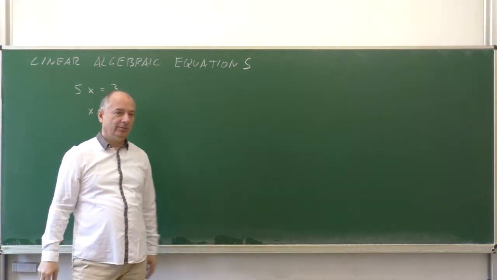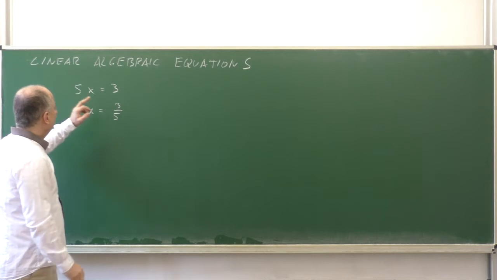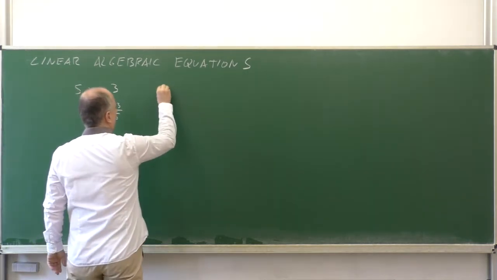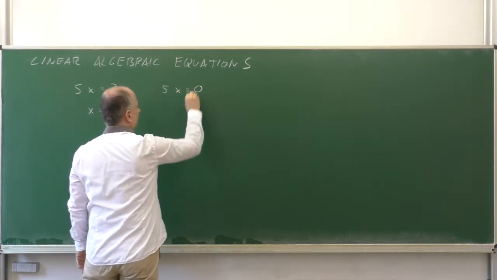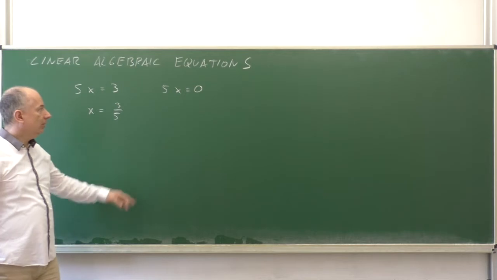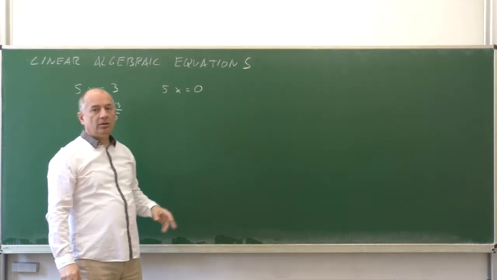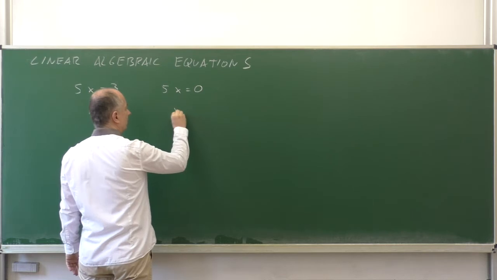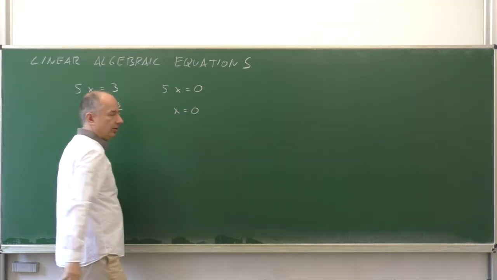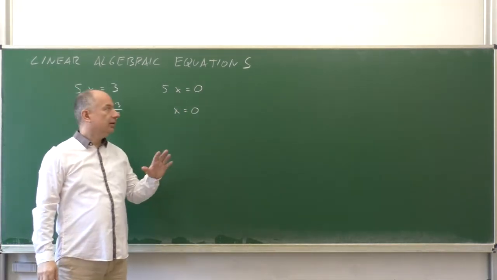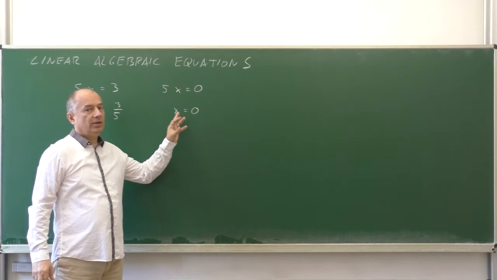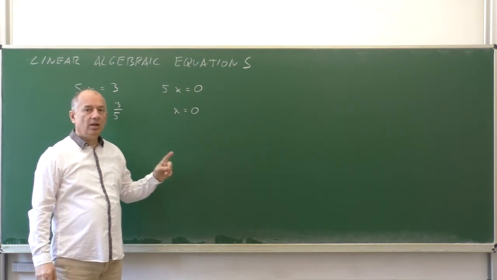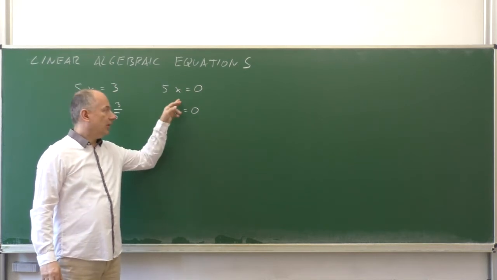If instead of 3 we have 0 on the right, then we call such an equation homogeneous. A homogeneous equation always has the zero solution, and as it will turn out, in some cases we can have even non-zero solutions for larger systems.